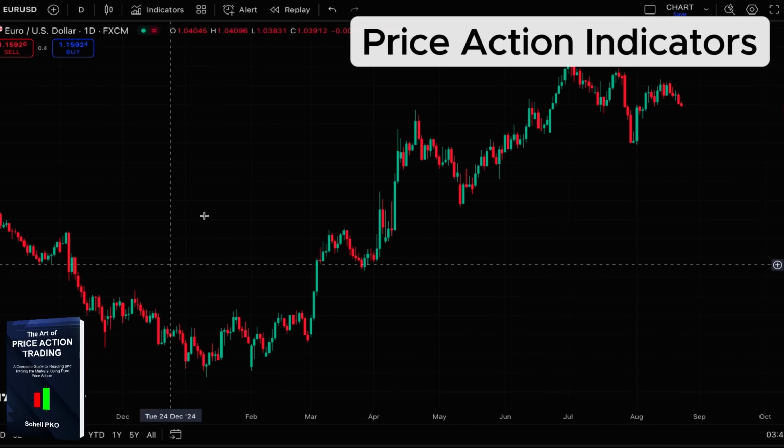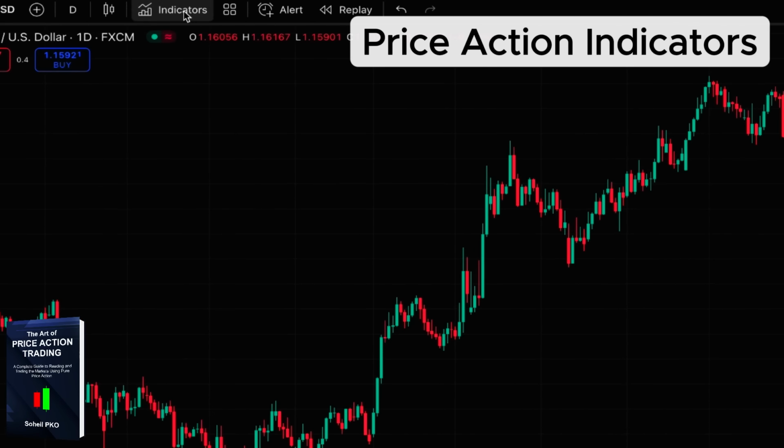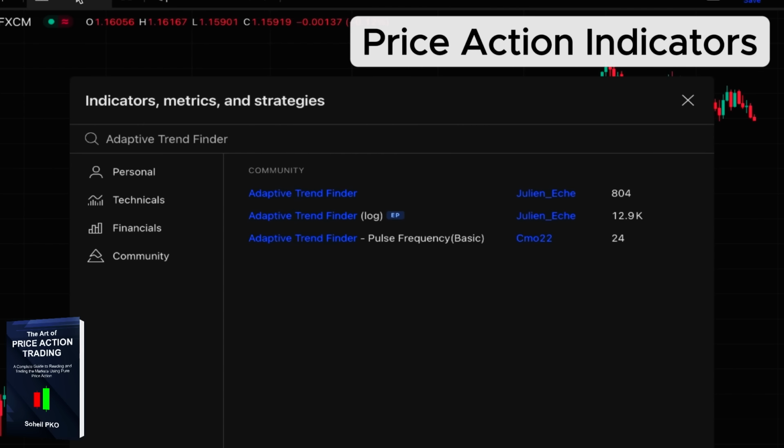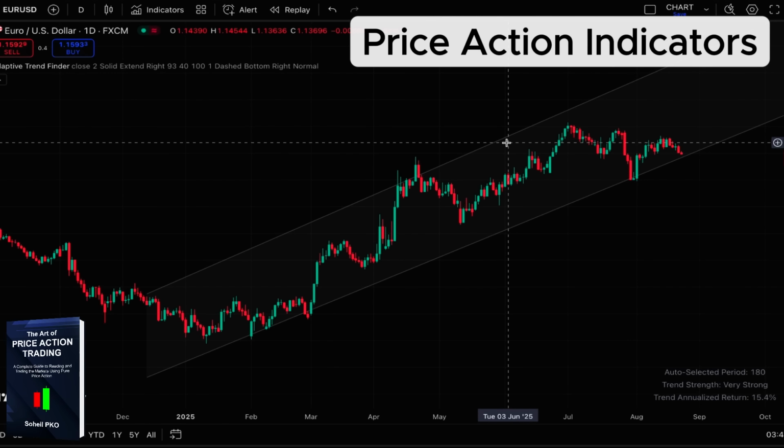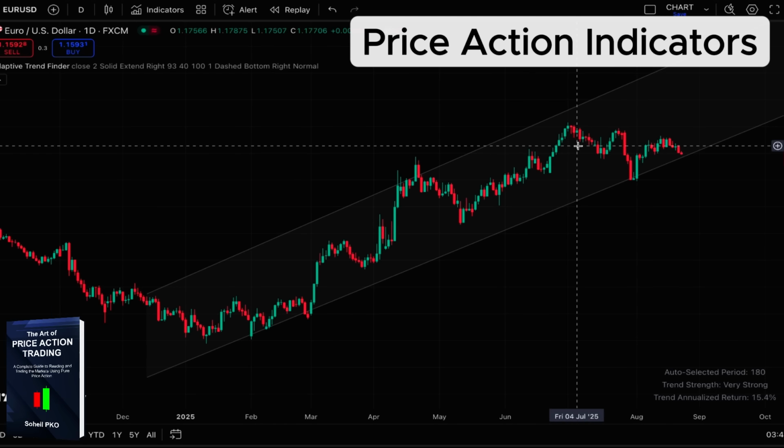Alright, getting back to the indicators, the first indicator that I want to introduce is Adaptive Trend Finder, this one, which is an editor's pick indicator and written by Julian H.A. This indicator identifies the current trend of the market and it shows a trend channel on the price chart. This indicator is one of the best and most accurate price action indicators on TradingView that can effectively help you with trend channels on the price chart.